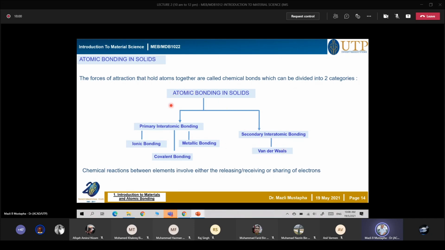A chemical reaction between elements involves either receiving, releasing, or sharing of electrons. So we will learn about this. I think this is just a recap. Sharing of electrons means that we have covalent bonding, and releasing or receiving electrons means that we have ionic bonding. Okay, and then we move on.